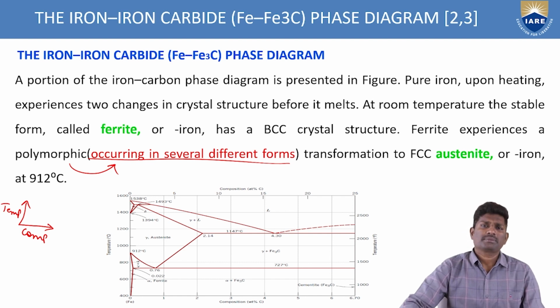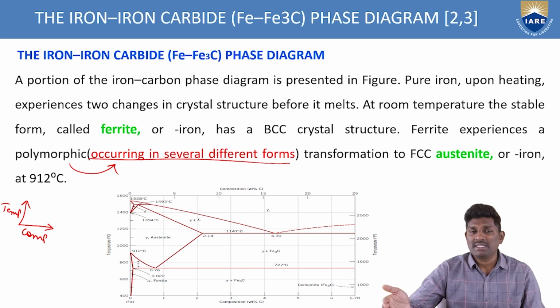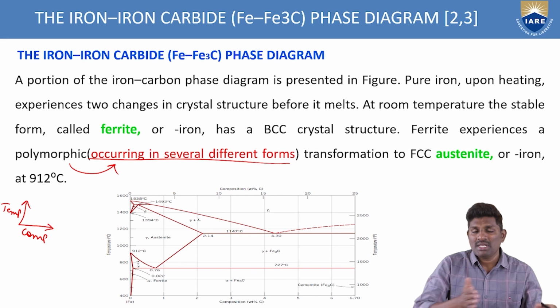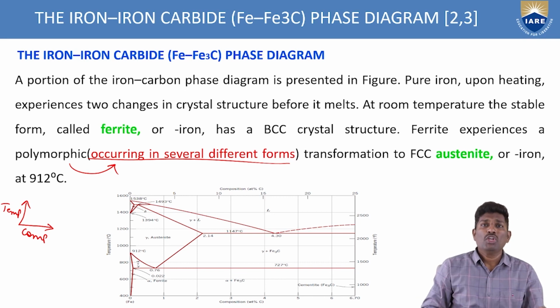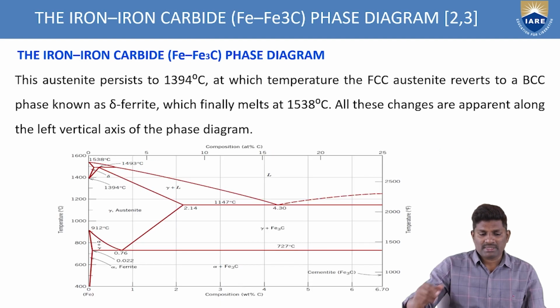That means earlier the iron at room temperature, which is called ferrite, has a BCC crystal structure, that is the body centered cubic structure, and later on, after heating at 912 degrees centigrade, this BCC converts to FCC, that is the austenite, the face centered cubic structure. That is, from BCC to FCC it is converting. That's why it is experiencing two changes in the crystal structure.